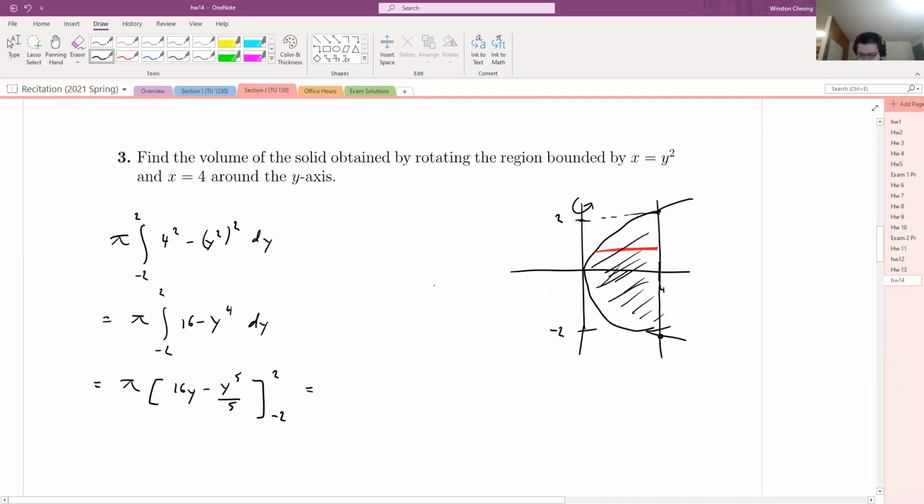Okay, and so then we plug this in to something. You could probably do this by hand actually, but you'll get, for the first evaluation, 128 over 5. And for the second, you'll get negative 128 over 5. And so this will double up and you get 256 over 5 pi. I've been writing the pi after at the end, so maybe I'll just move it. All right. Questions?